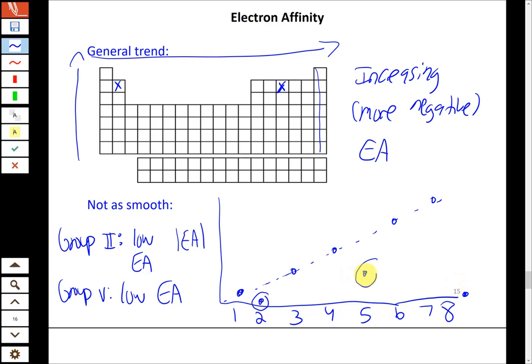Okay, so it's again group 2 and group 5, where this time though they have abnormally low values because they don't want to add electrons. So those are the 3 trends that we'll cover.